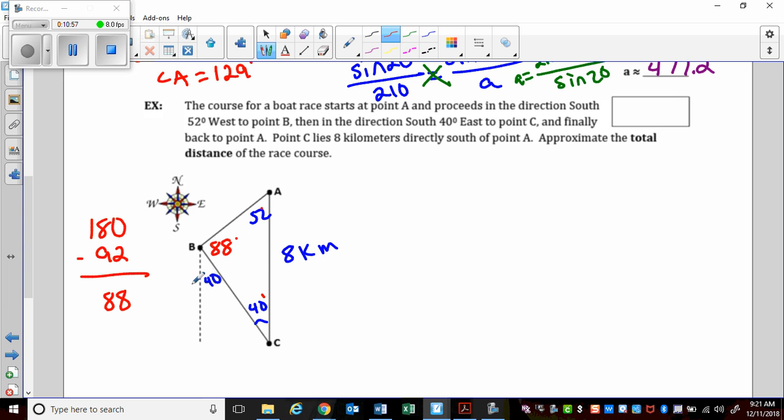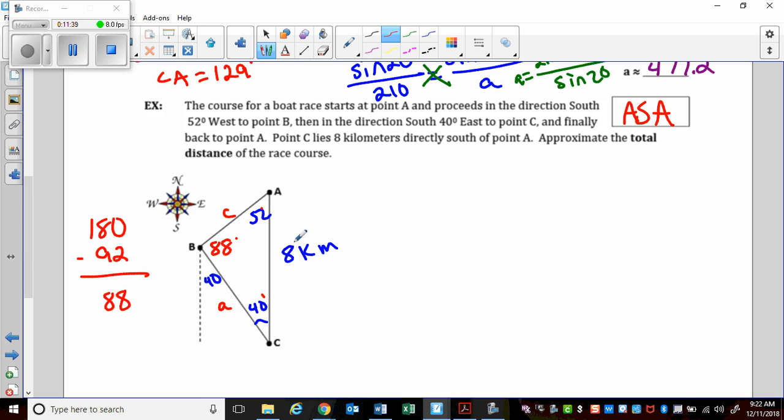Alrighty. Now, I have this side. I need at least one side. I'm actually given an angle, a side, and an angle. So this one would be angle, side, angle. This is not ambiguous. This is perfect. Point C lies 8 kilometers south. Approximate the total distance of the race course. So I'm going to have to find C, and I'm going to have to find A. So this is C and this is A.